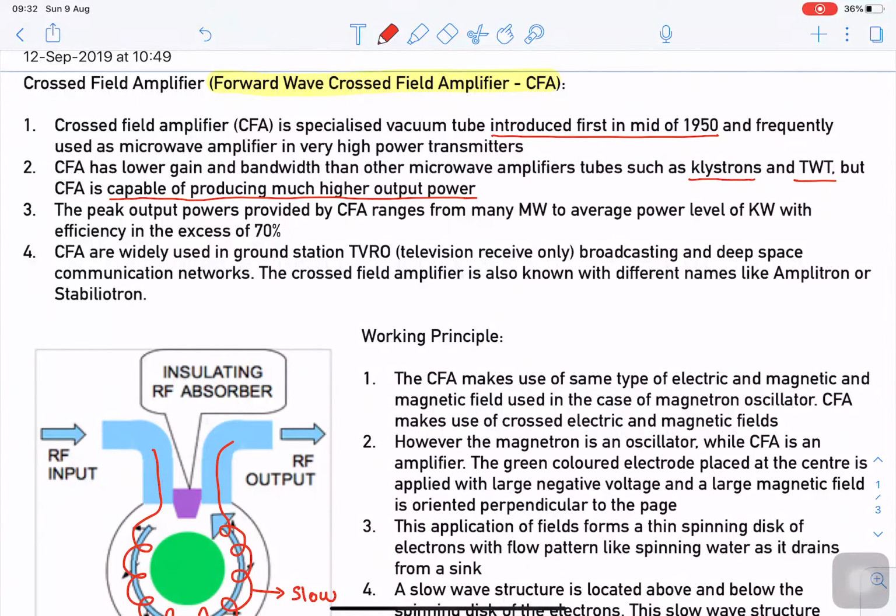The biggest advantage that the cross field amplifier is going to give us is that it will produce much higher output power in comparison to 2 cavity klystron and traveling wave tube. The peak output power as provided by cross field amplifier ranges from many milliwatts to average power level of kilowatt with efficiency in excess of 70%, right? So here if you see this particular value of efficiency, it is around 70%.